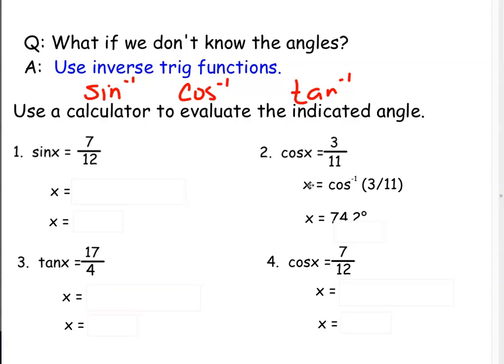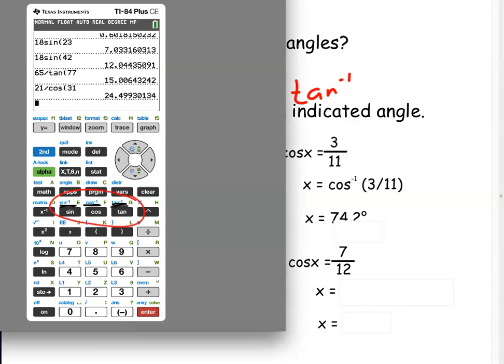All right, so we're going to use a calculator to evaluate the indicated angle. We want the sine of x to be 7/12. So on our calculator, we would have to say then that x is the inverse sine of 7/12. So we would type second sine to get inverse sine, and then put in the fraction 7 divided by 12, and hit enter. So the angle is roughly a 35.7 degree angle.